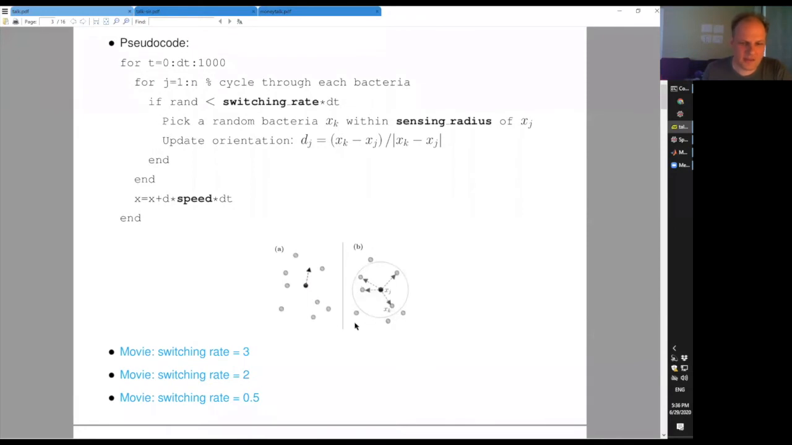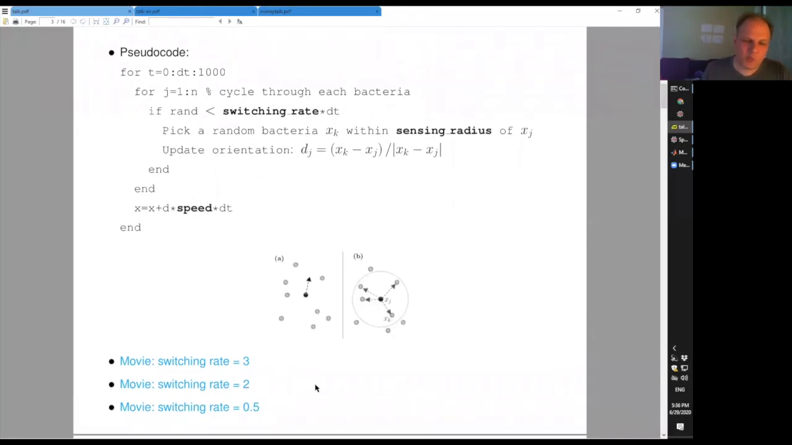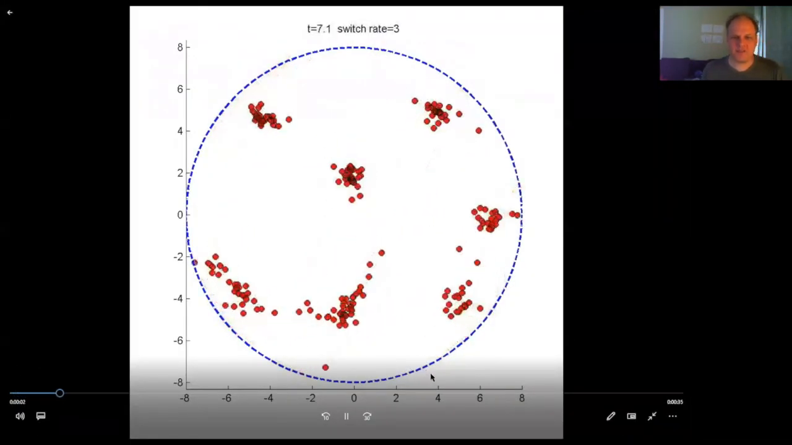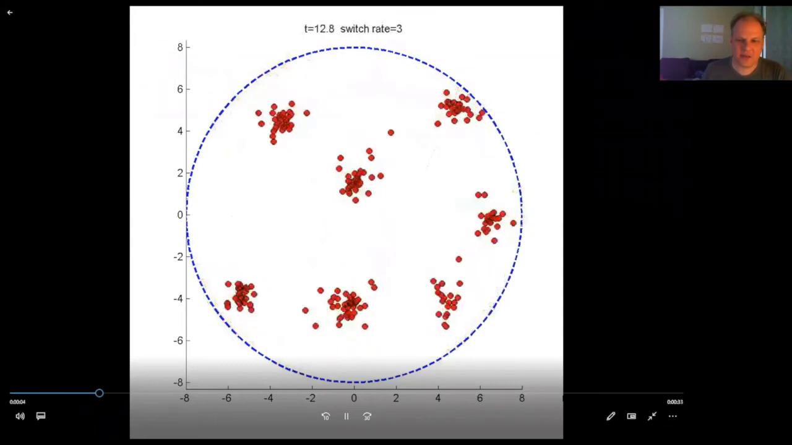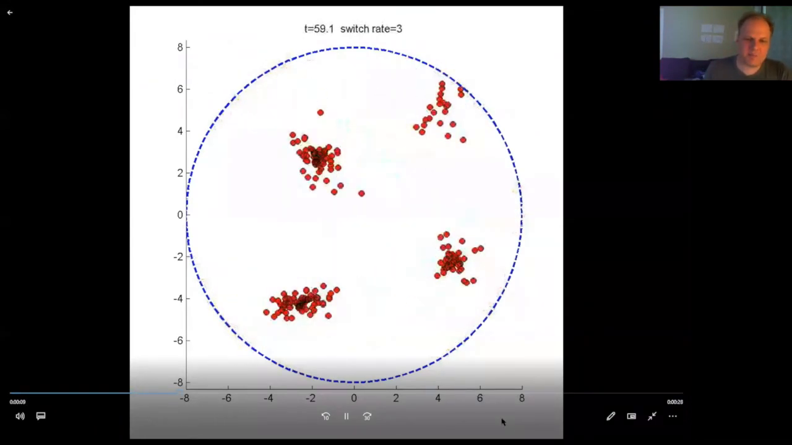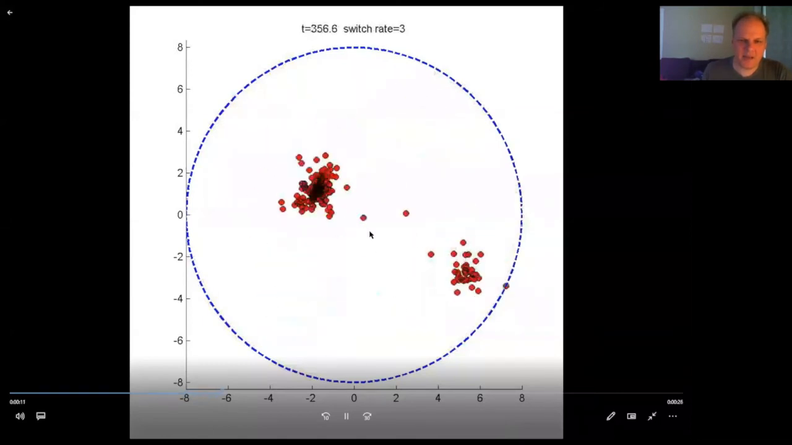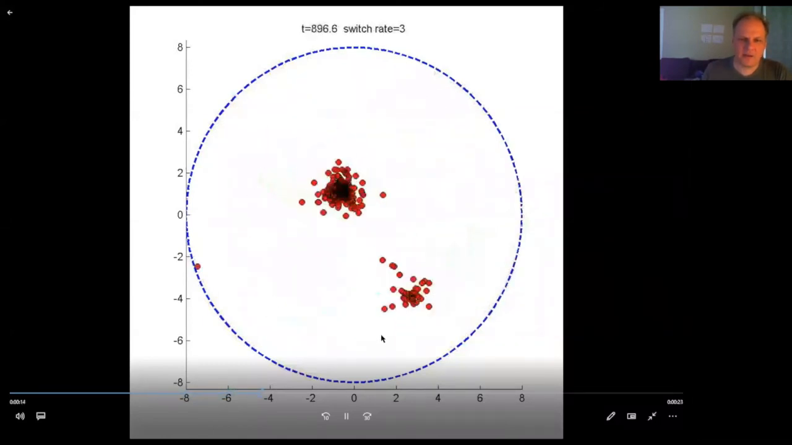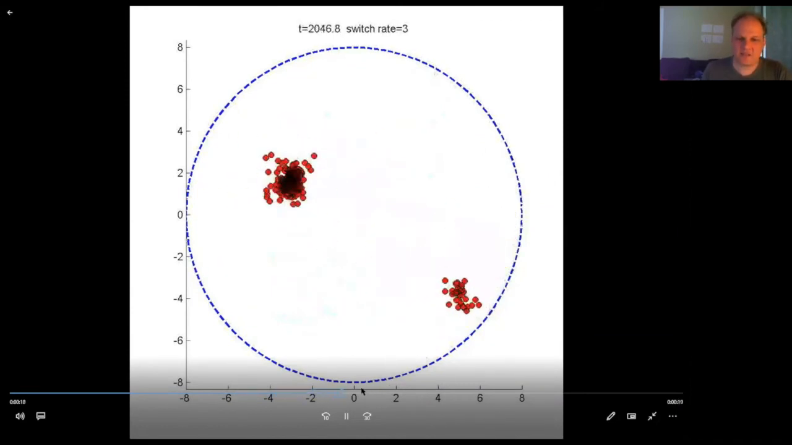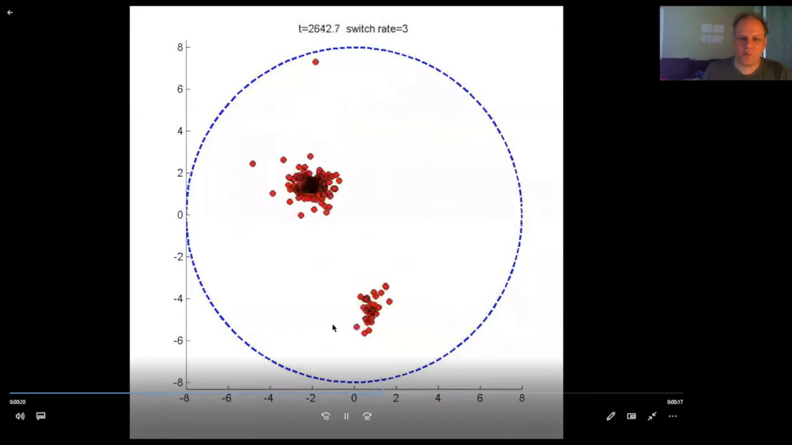And so this is what happens. Here I have 3 different movies for 3 different switching rates. I'll play them. Okay, first of all, if you have a high switching rate, here the switching rate is 3, this is a high switching rate. What happens is they form these kinds of clusters. And these clusters do their thing, and here the simulation is sped up, and you can see they aggregate together, right? And so you end up with these 2 clusters, and then you just dance around for a while.